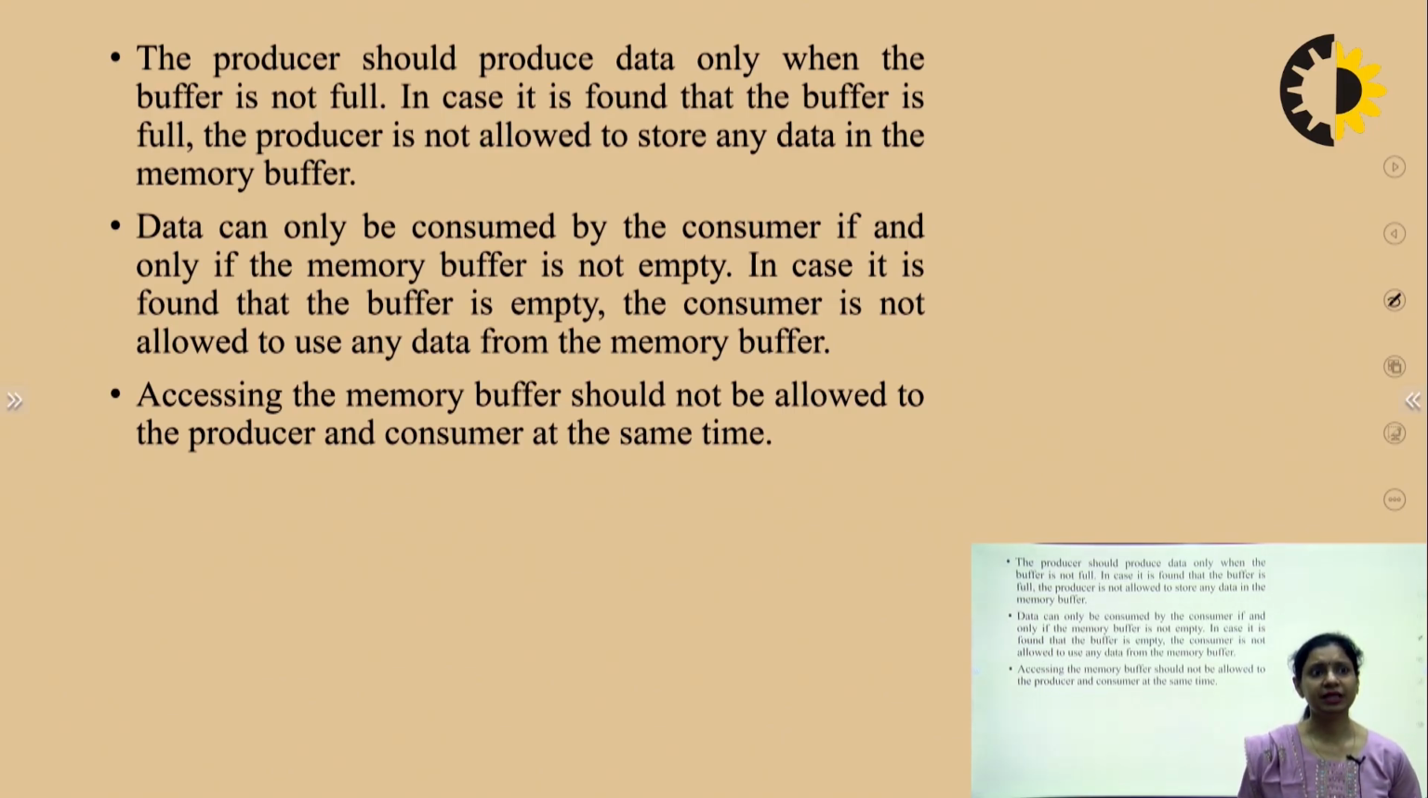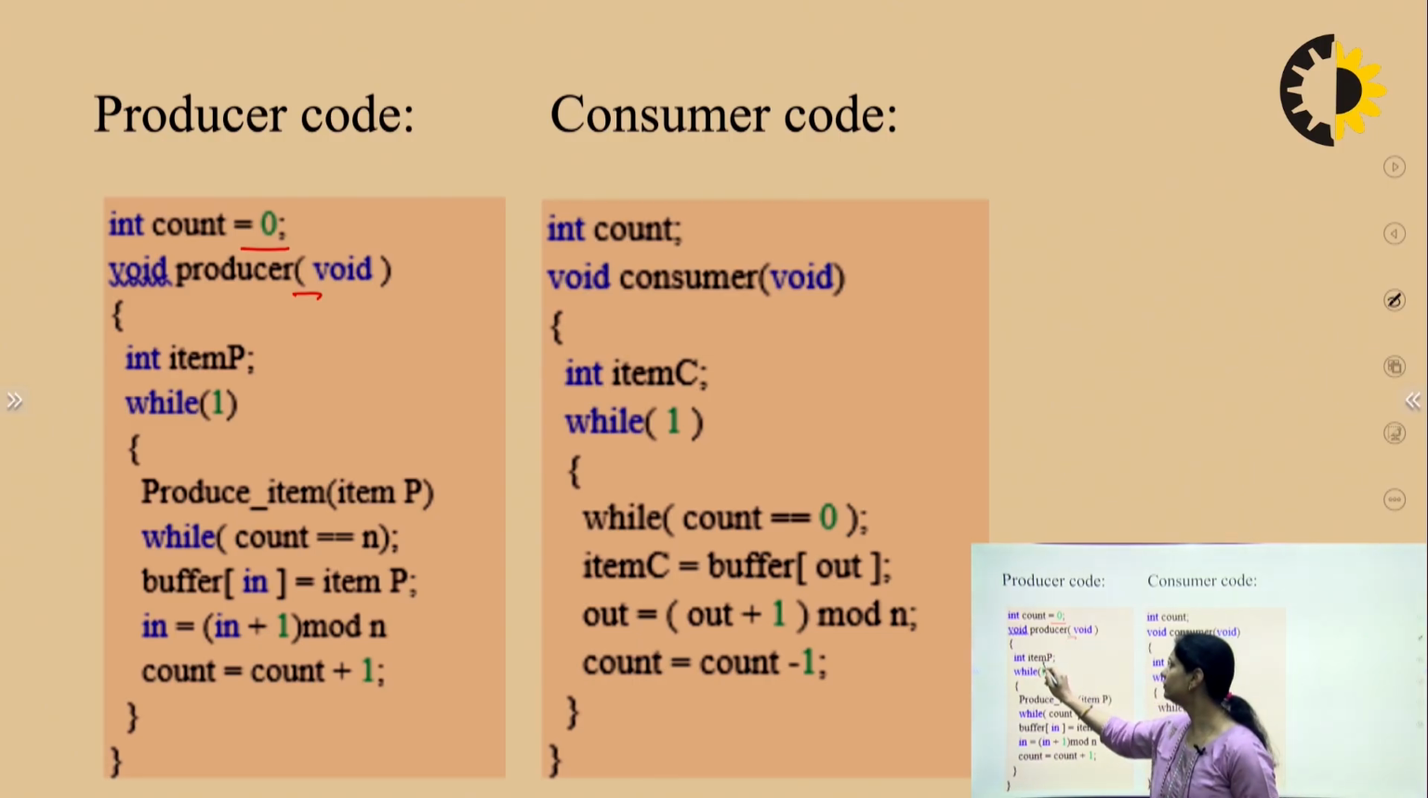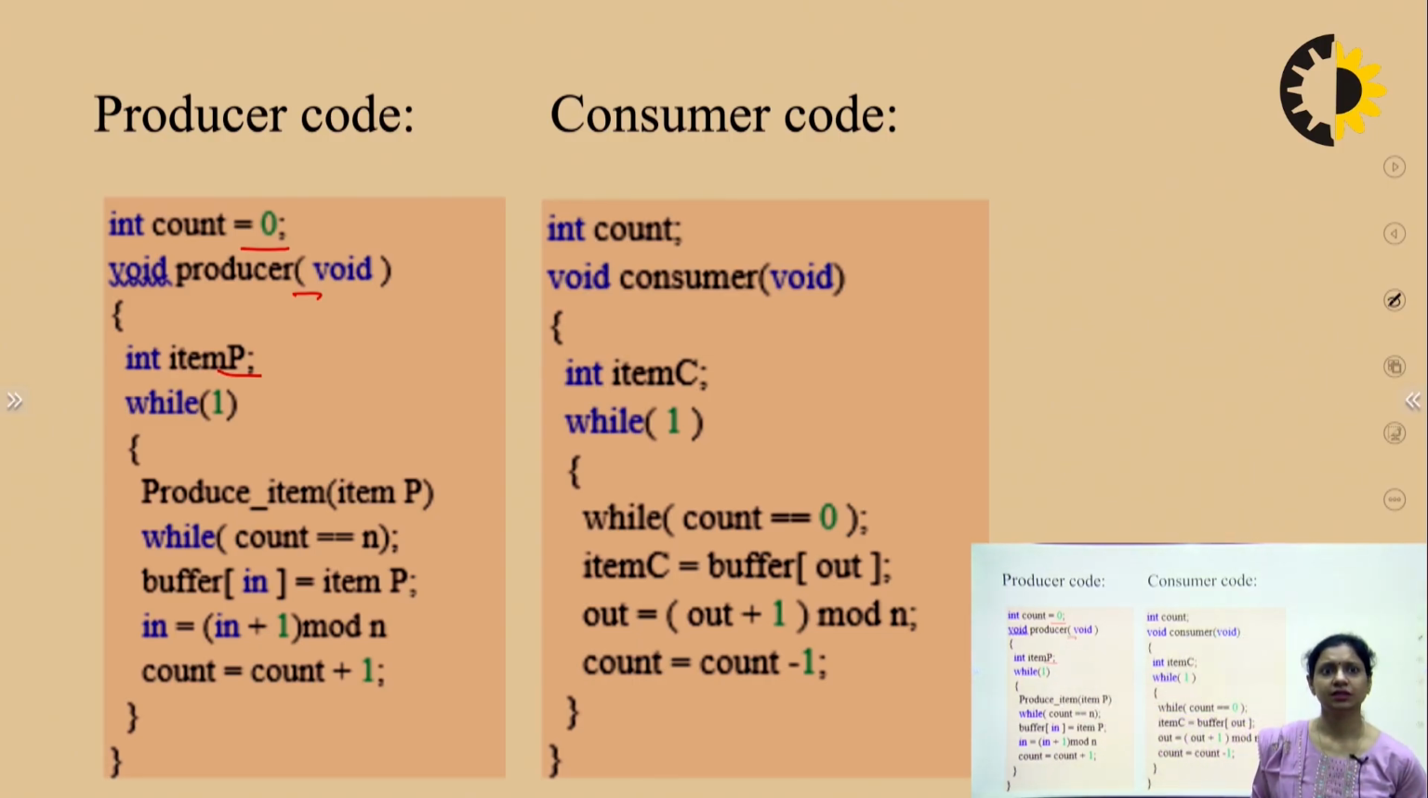So, accessing the memory buffer should not be allowed to the producer and consumer at the same time. As we discussed, either the producer would be producing at a point of time or the consumer would be consuming at a certain point of time. So, we have a code for the producer and consumer here. The code has a count variable which keeps a count of how many items are being produced by the producer. The code starts with an item to be produced for the producer and an item to be consumed for the consumer.